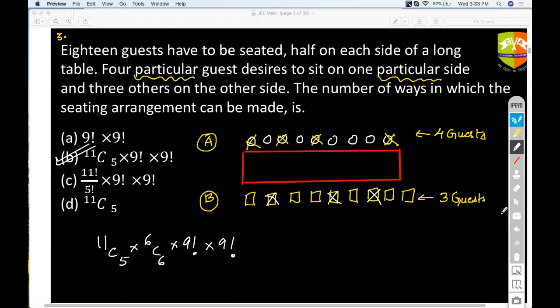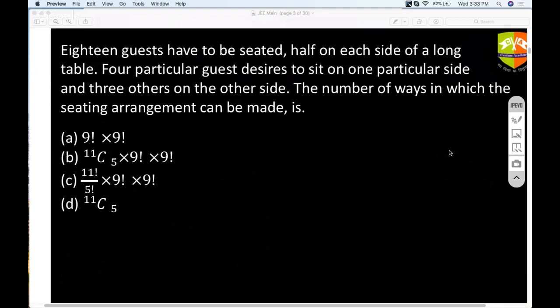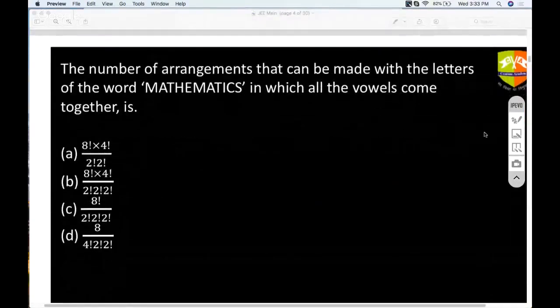Okay, let me tell you, this is your Adi Sharma question. It's a very simple one. Let's take another simple one.